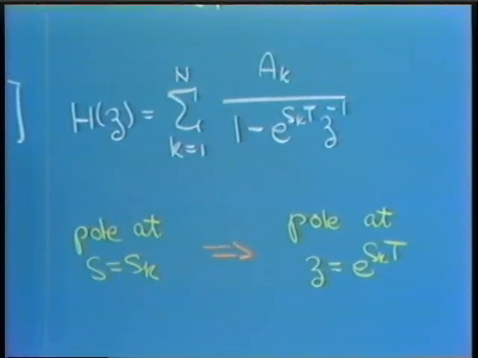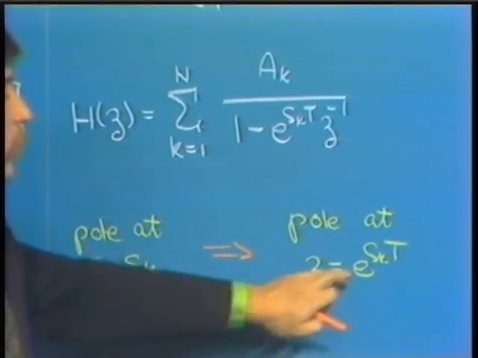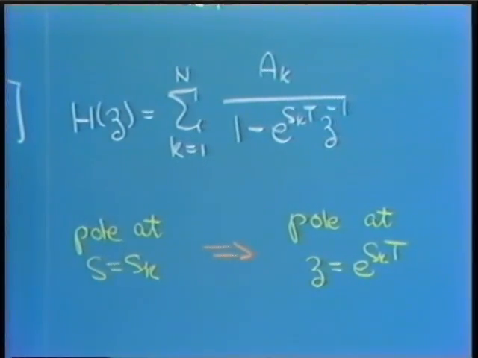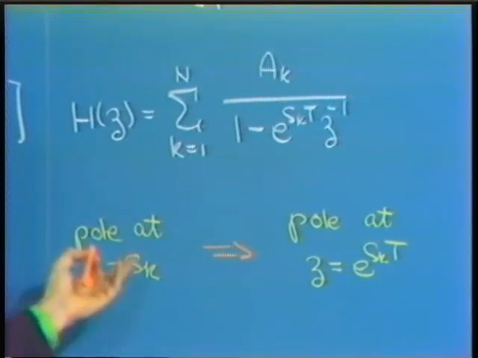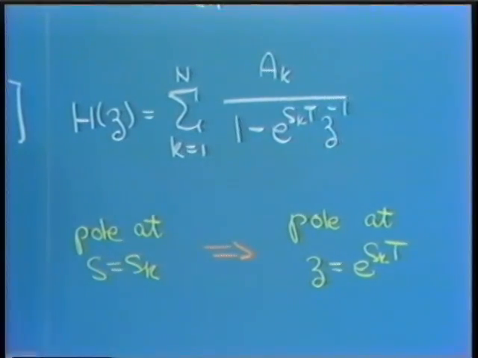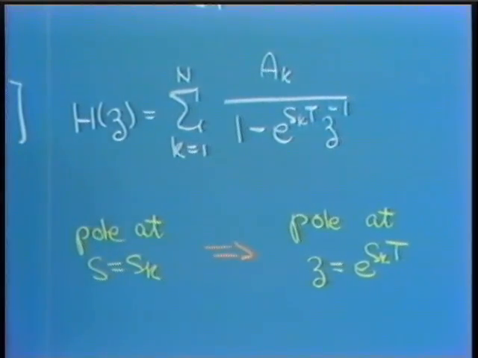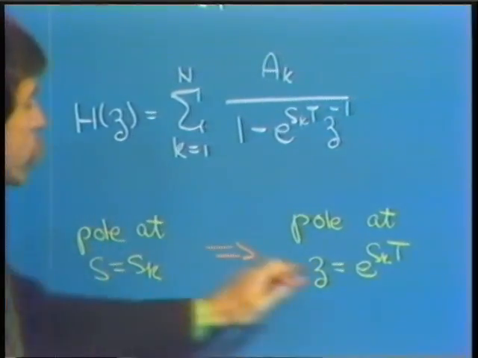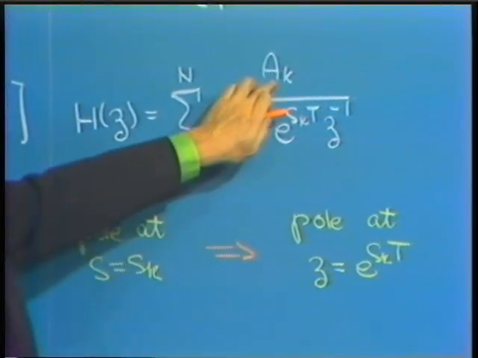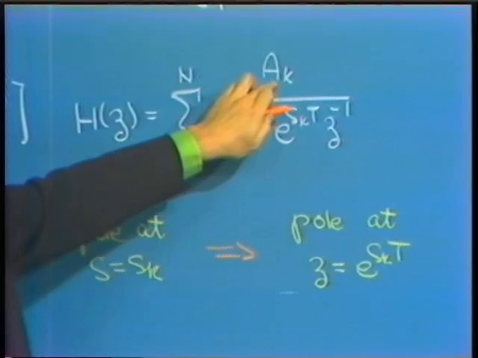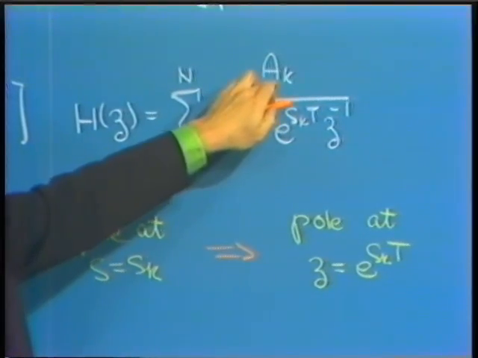The zeros, by the way, in general will not come out to have been mapped according to the same mapping z equals e to the sT. In other words, if we had a zero at s equals s sub 0, as we'll see in an example that we'll work next time, the zero in the z-plane will not come out at z equals e to the s0 capital T. The poles are mapped according to that mapping, and the residues are preserved, and that is essentially what defines the impulse invariant mapping.